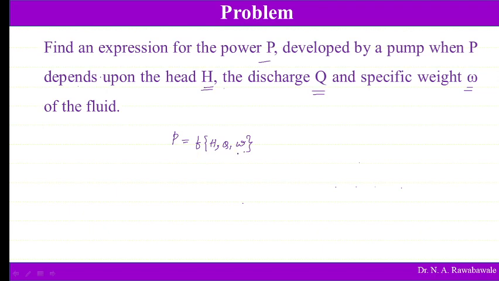Now let us see how to simplify this. We say that power P is a function of head H, discharge Q and specific weight W. This can be written as K into H to the power of A, Q to the power of B and W to the power of C, where K is a non-dimensional parameter, it is a constant.